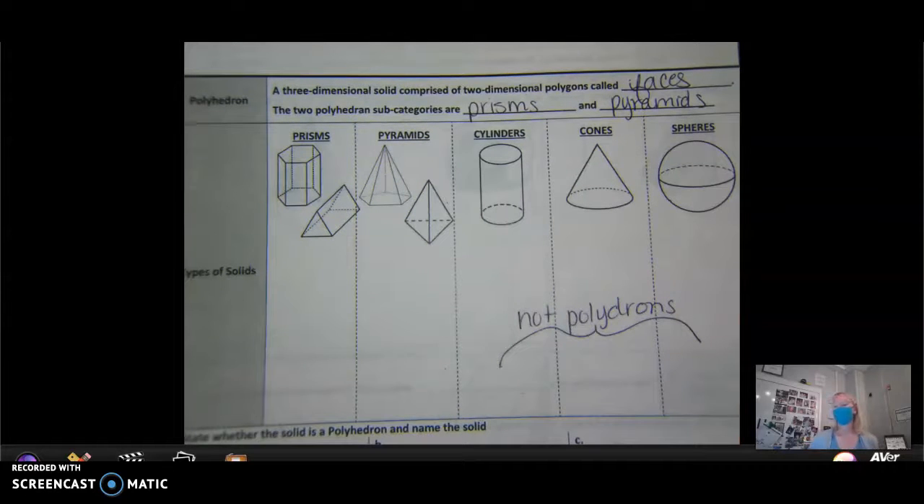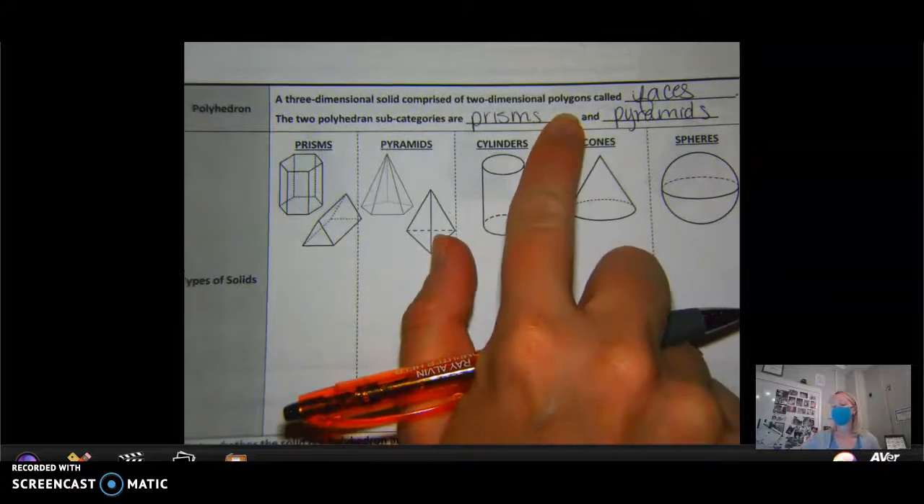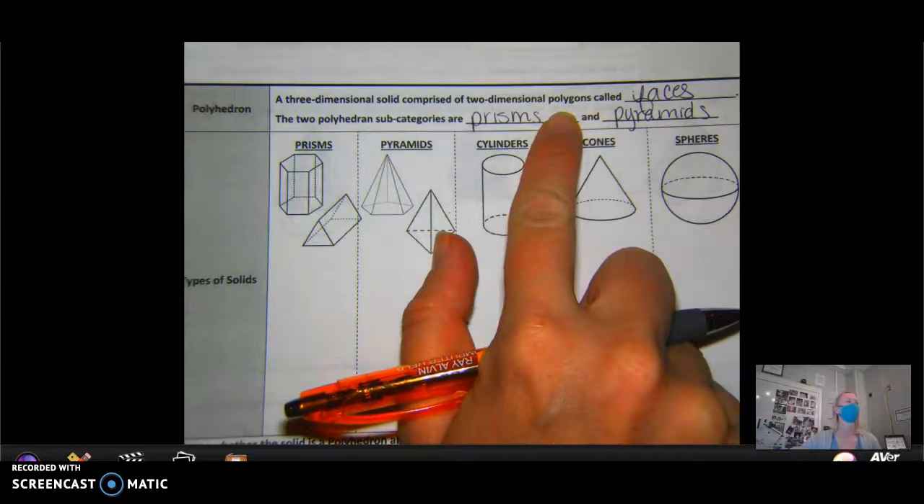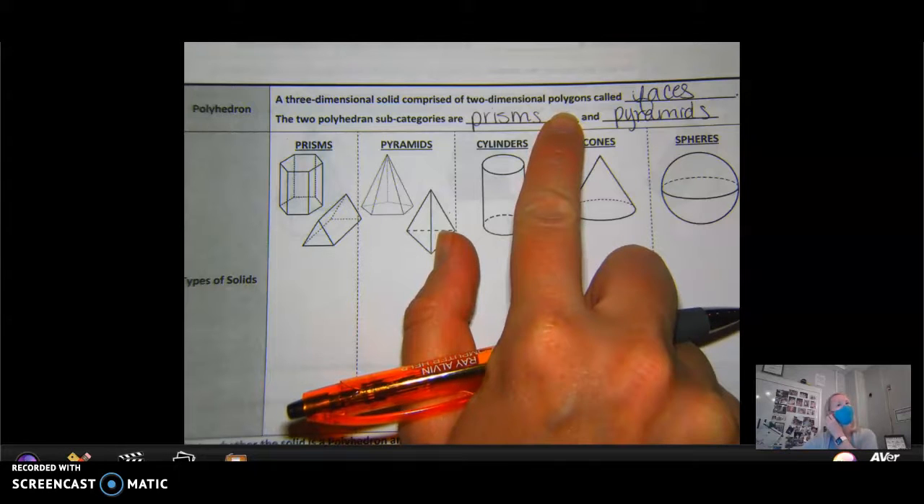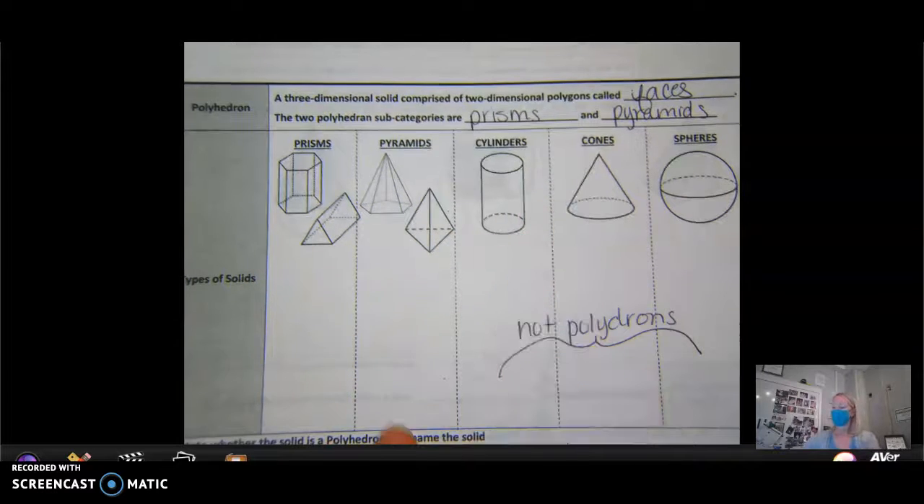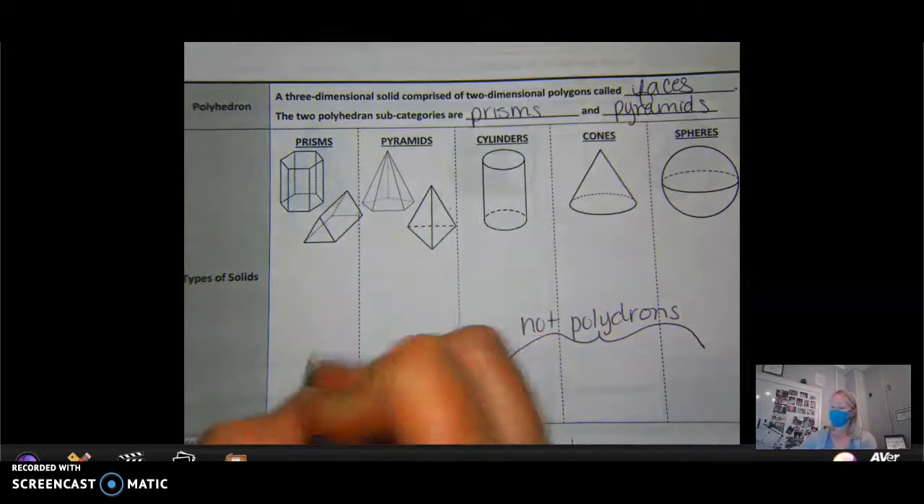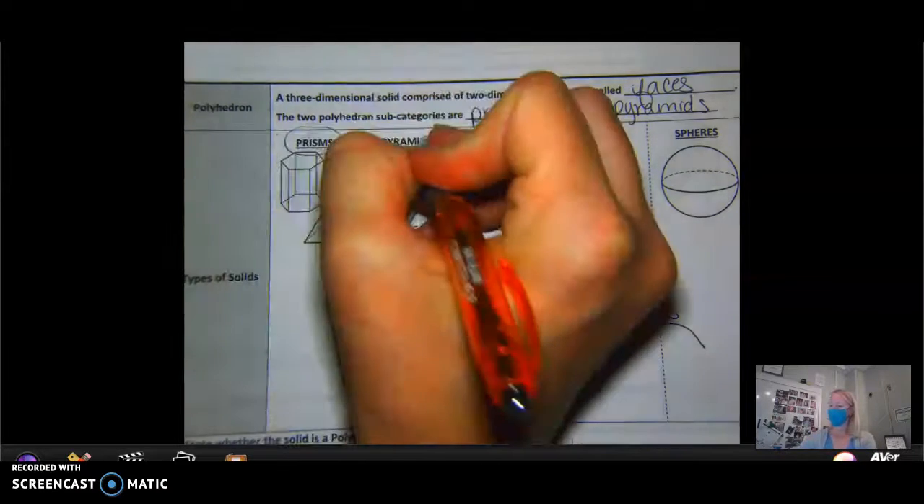Does anybody know why they would not be polyhedrons? What'd you say? It's because they're made of circular sides. And a polyhedron says that they are made of polygons. Is a circle a polygon? By definition, it's not, because a polygon has to have straight lines, vertices, and edges. Okay. These two, we have prisms and we have pyramids.